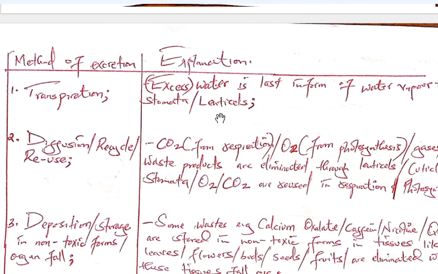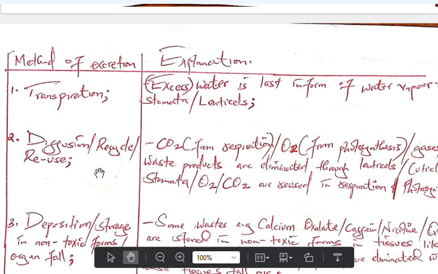Number 1, we have transpiration, in which excess water is lost in the form of water vapor, that is through the stomata and the lenticels. Though through the lenticels, it is a very little amount of water which is lost. Then the second method of excretion, we have diffusion, and for example, carbon dioxide from respiration and oxygen from photosynthesis are waste products that are eliminated through the stomata.